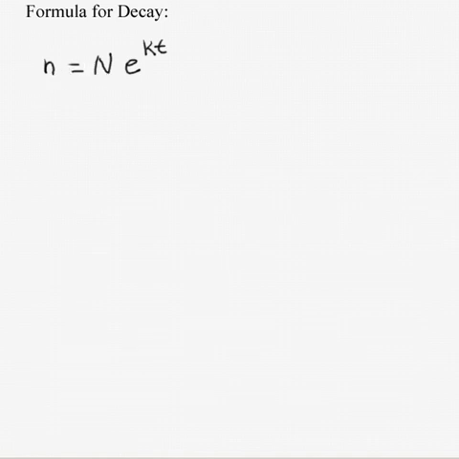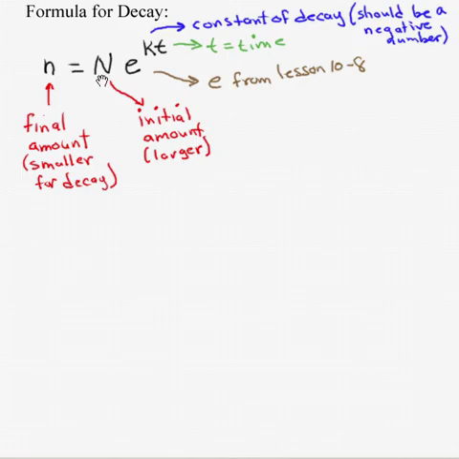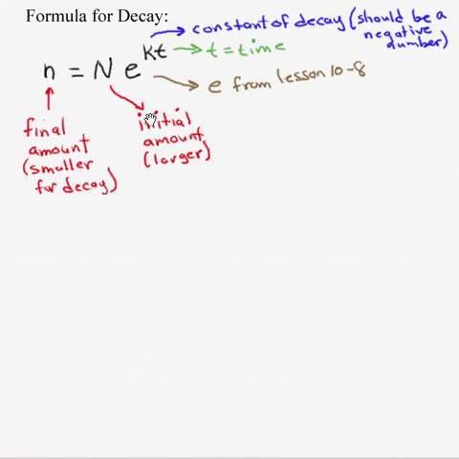But still, on the right side is the initial amount. And on the left side of the equal sign is still the final amount. But for decay, we're starting with something larger, so the uppercase N here, and we're ending up with something smaller, lowercase n. E is still that exponential value and constant from lesson 10-8. K is the constant of the decay in this case, and it should be a negative number.